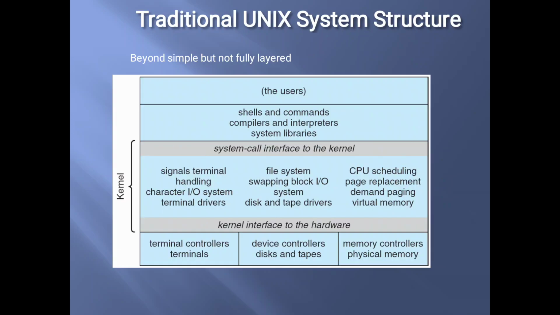In this traditional structure of the UNIX OS, the kernel is the main part that executes the system calls. It also maintains the signals, terminal handling, the file system, swapping management and CPU scheduling, then the device controllers for the disk and tapes, the memory controllers for the physical memory, and the terminal controller processing.